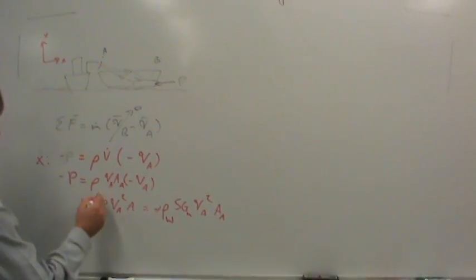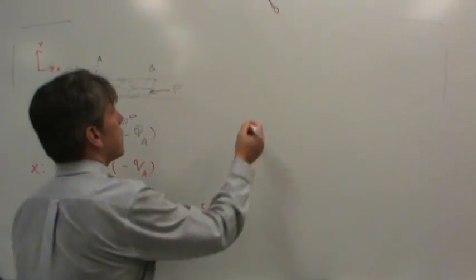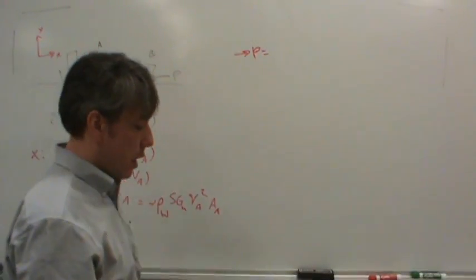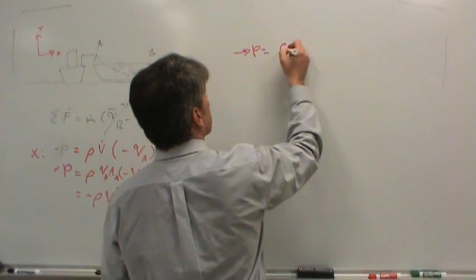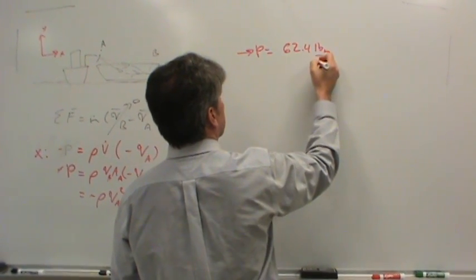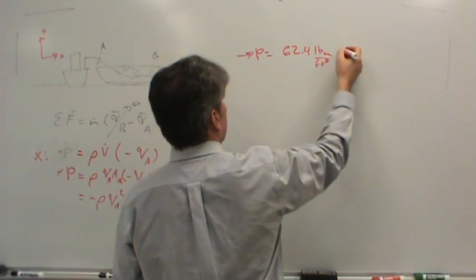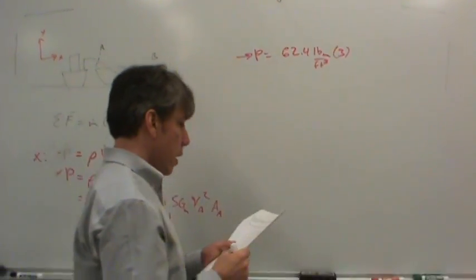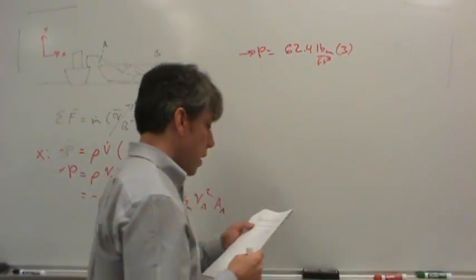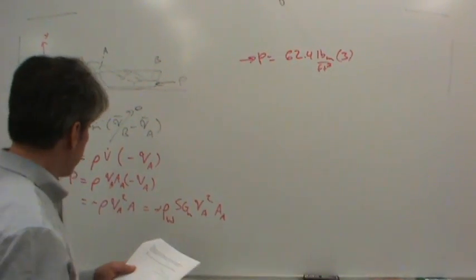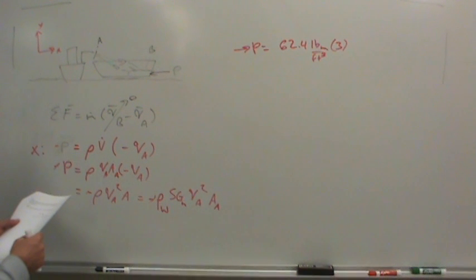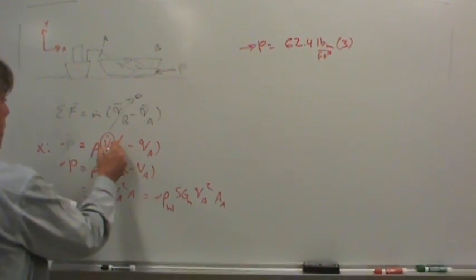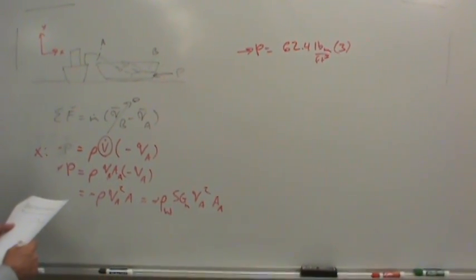So you notice that the negative signs cancel. And then basically that P is equal to the density of water. This is something you should have memorized. Now we're in English units, so it's 62.4 pound mass per cubic feet. The specific gravity was 3, so that takes care of the first two terms. The velocity at A, let's see, I just realized, I've got 5,000 gallons per minute, so I really didn't even need, that's the volume flow rate. Yeah, so I really didn't need the cross-sectional area in order to solve this problem.